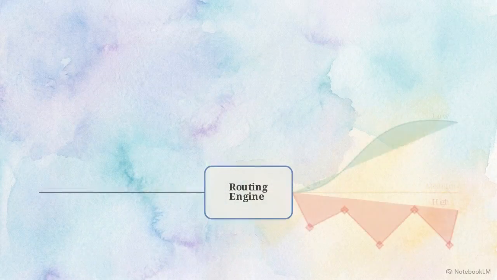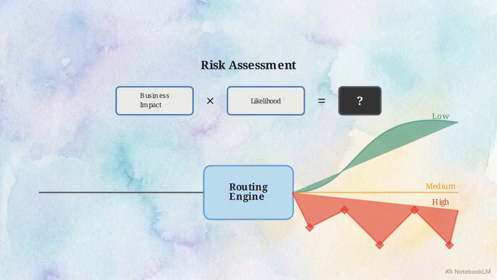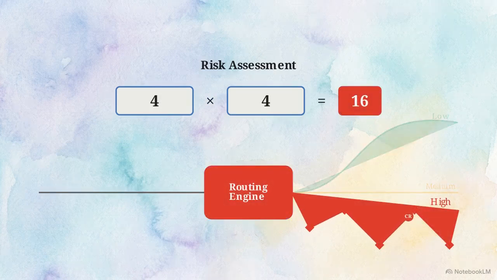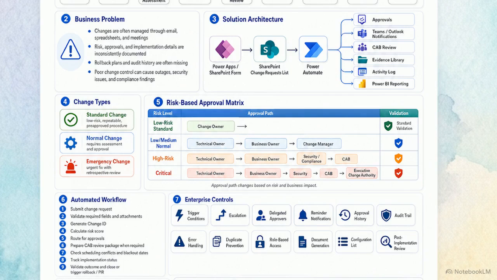Not all changes require the same level of scrutiny, which requires a dynamic, risk-based routing engine. The system automatically calculates a precise risk score by mathematically multiplying the change's business impact by its likelihood of failure. This matrix visualizes adaptable approval paths. Low-risk standard changes follow an accelerated, automated path, bypassing heavy review. In contrast, critical changes enforce an escalating path, moving from technical owner to security to CAB and finally executive authority.